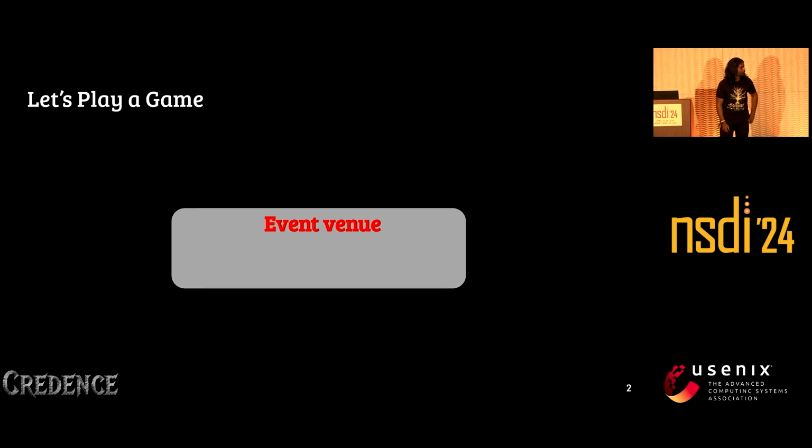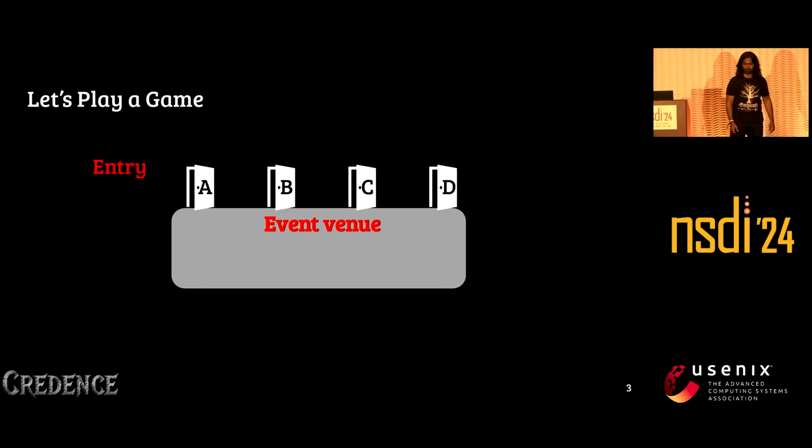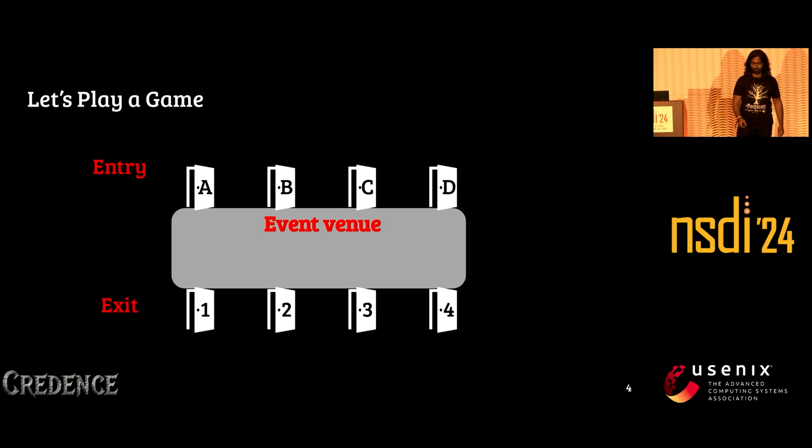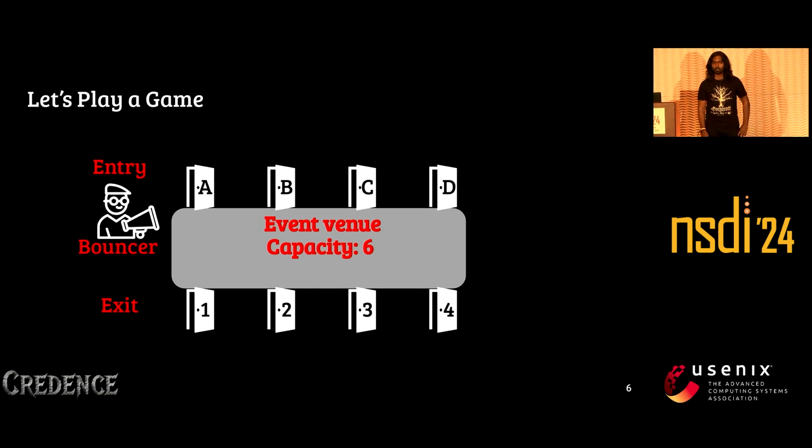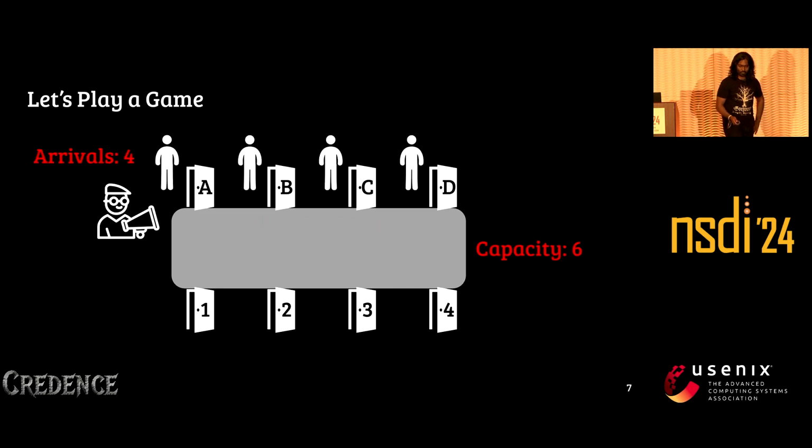Let's start with the game first. There is an event venue that's just like this with 4 entry gates, 4 exit gates. The venue is slightly different than this. It only has a capacity limit of 6 people. It also has a bouncer to control the entry into the venue. Let's see how the game works.